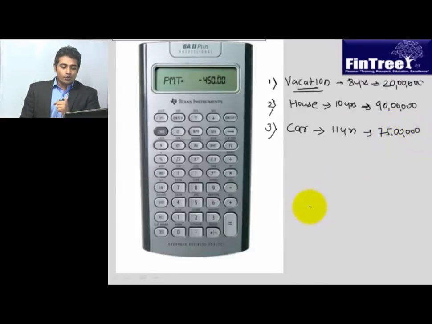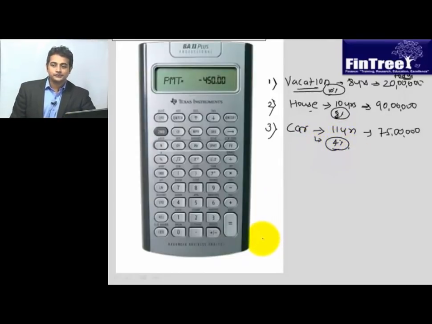Now what you also know is that these are the prices today, but when you would go to buy this 8 years from now, of course the price must have increased. So different prices are increasing with different rates, right? So we don't have a blanket inflation rate which applies to everything. So the price of vacation every year would increase by 10%. It would increase substantially faster. The price of this house would increase every year by 8%. And the price of this car will increase every year by 4%.